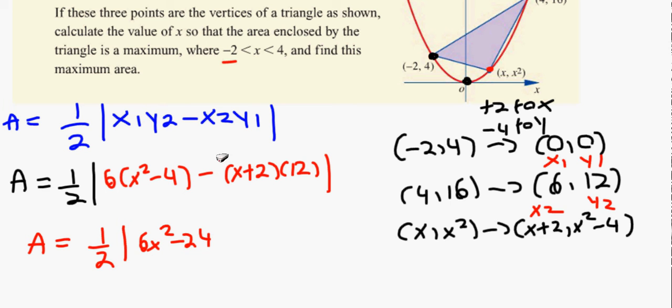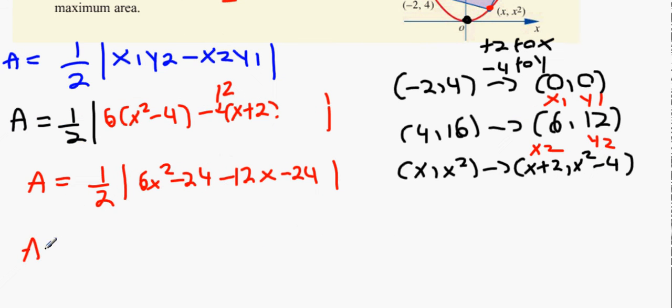Technically you can multiply the minus 1 by the 12 first. Minus 1 multiplied by 12 will give me minus 12. So I must get rid of this here and put in minus 12 here. And I'm going to get minus 12x minus 24. Now what's going to happen here is A is half the modulus of 6x squared minus 12x minus 48.